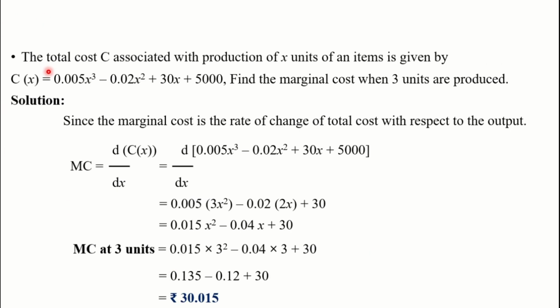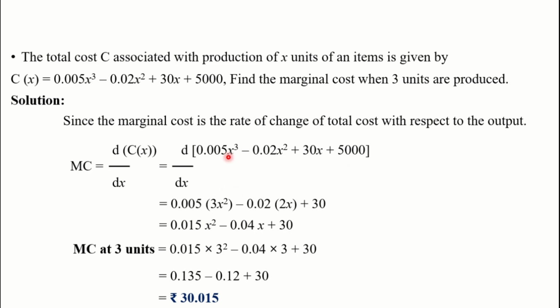Next problem: the total cost C associated with production of x units of an item is given by C of x is equal to 0.005x cube minus 0.02x square plus 30x plus 5000. Find the marginal cost when 3 units are produced. Since marginal cost is the rate of change of total cost with respect to output, marginal cost is nothing but the derivative of the cost function with respect to x, or we can say output. The cost function is 0.005x cube minus 0.02x square plus 30x plus 5000.